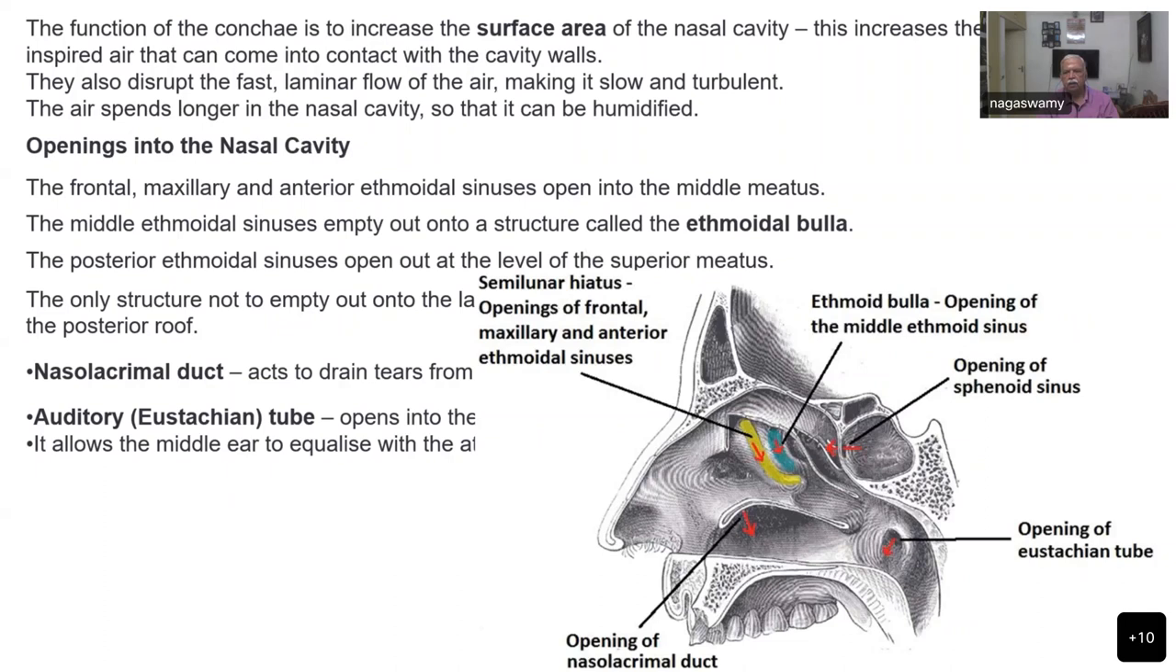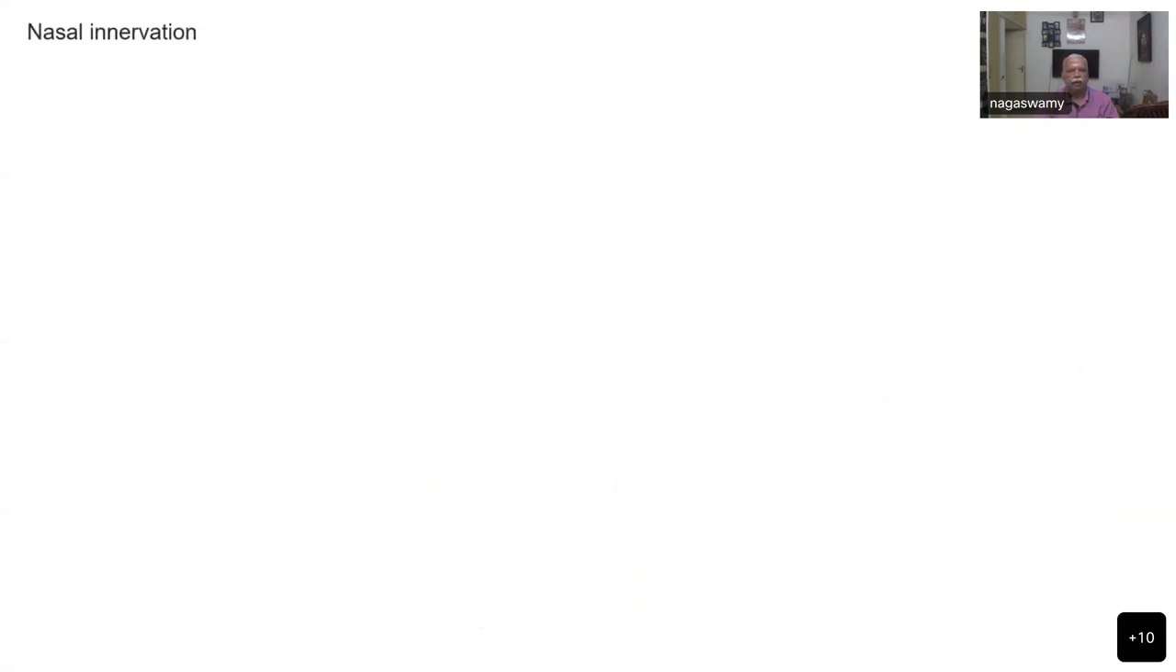And this is how the sphenoid sinus, you can see, almost abutting the base of the skull, is draining here. The ethmoid sinus opens into the middle meatus, the frontal and maxillary sinuses are opening here, and the nasolacrimal duct opens in the inferior meatus. So with this picture you can remember where these things are opening.